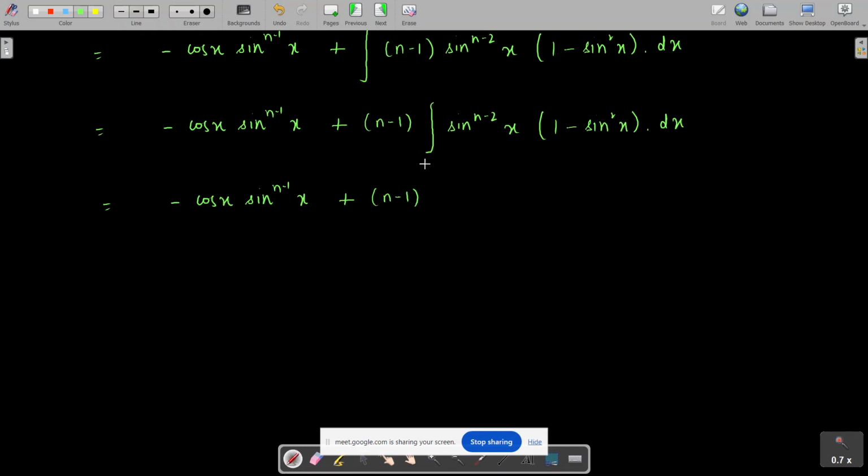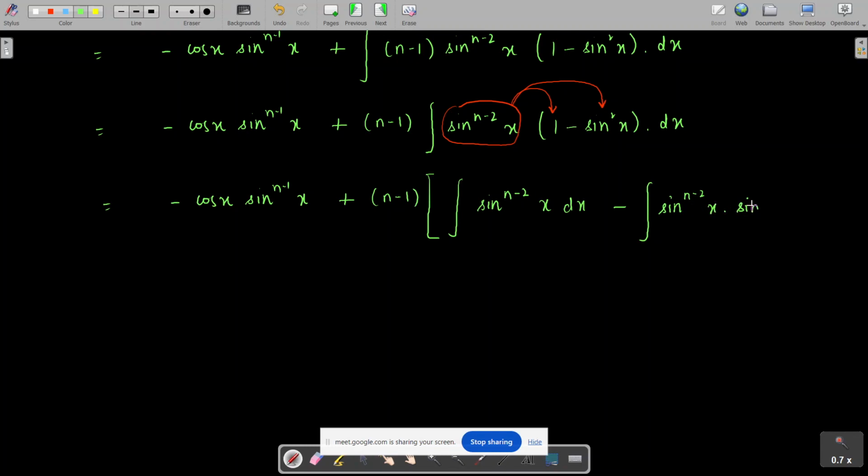All right, I hope you're following this, right? Okay, so this becomes integral of... I'm just distributing this. First I'll multiply it with the 1 and then I'll multiply it with the negative sine square x. So this becomes integral of sine n minus 2 x dx minus integral of sine n minus 2x times sine square x.